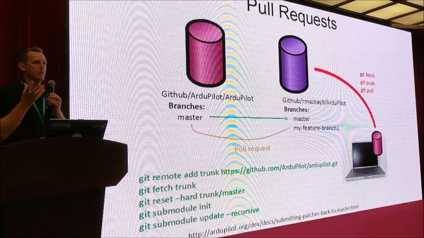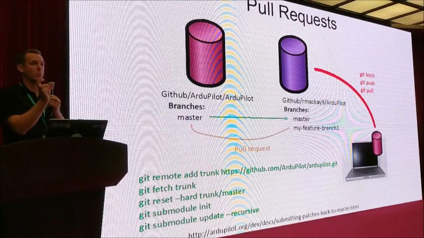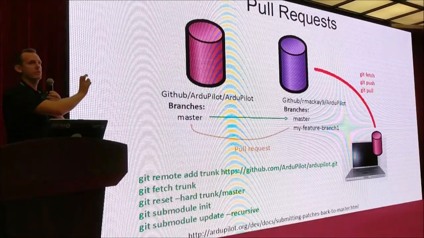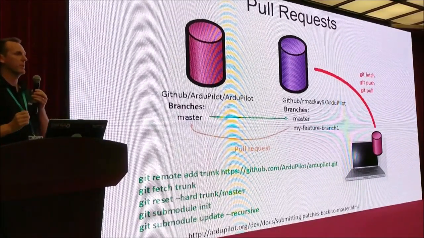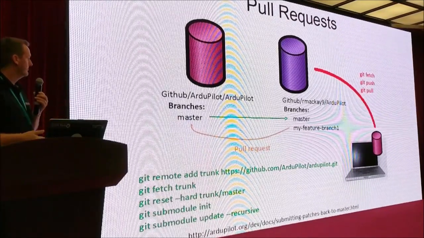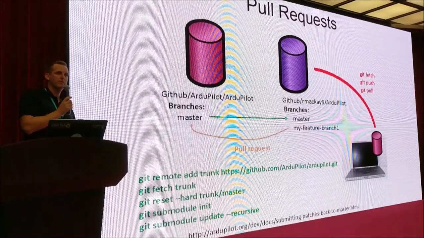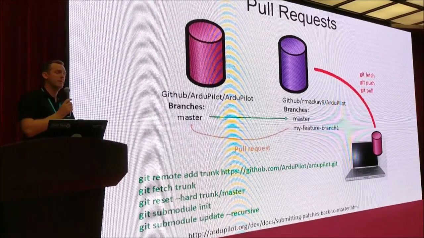And that way you can do a pull request. So you present your branch to ArduPilot and just those changes there. That's why you want to make a special branch. So to change code, make a branch. A few lines of code down here of how to, or like commands for Git.